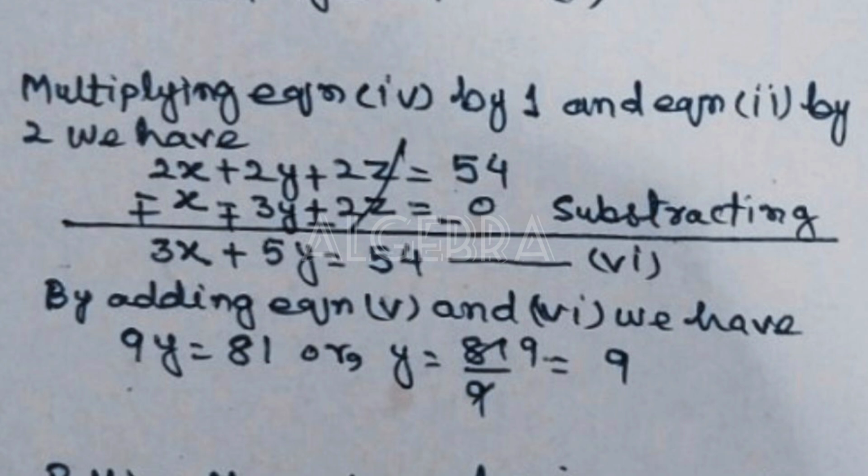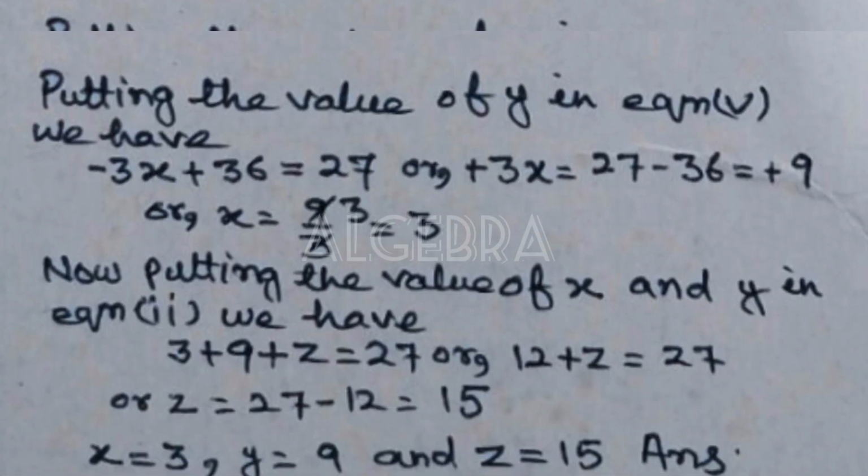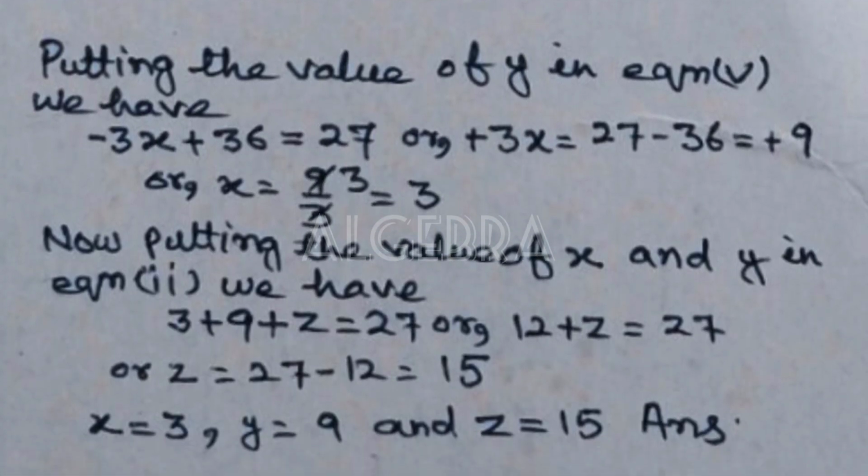Equation 6. By adding equation 5 and equation 6 we have 9y = 81, or y = 81/9 = 9. Putting the value of y in equation 5 we have -3x + 36 = 27, or -3x = 27 - 36 = -9, minus minus plus, or x = 9/3 = 3.